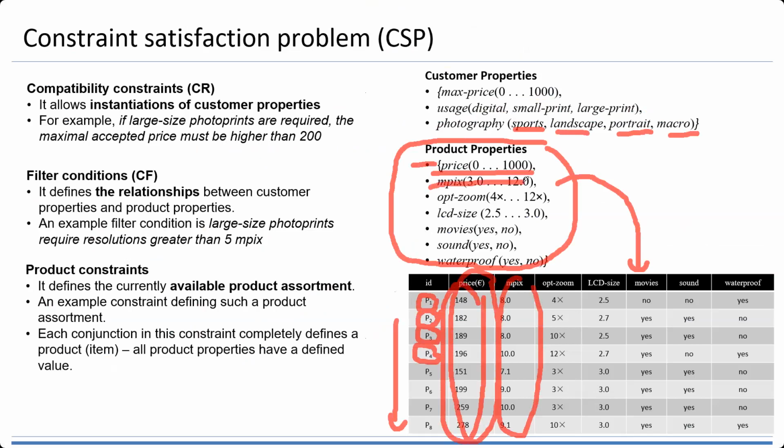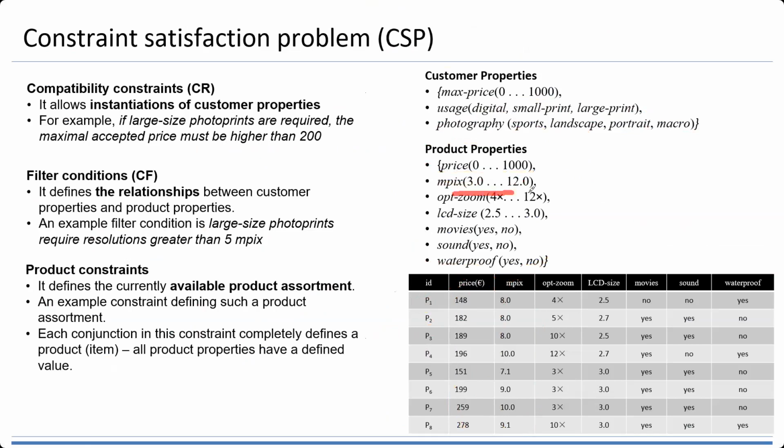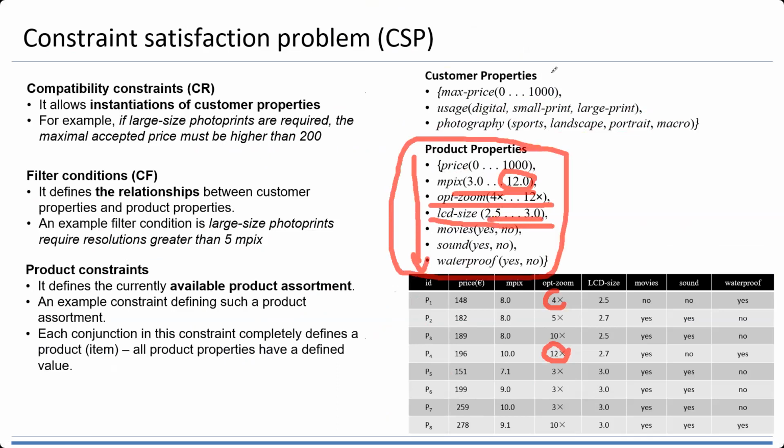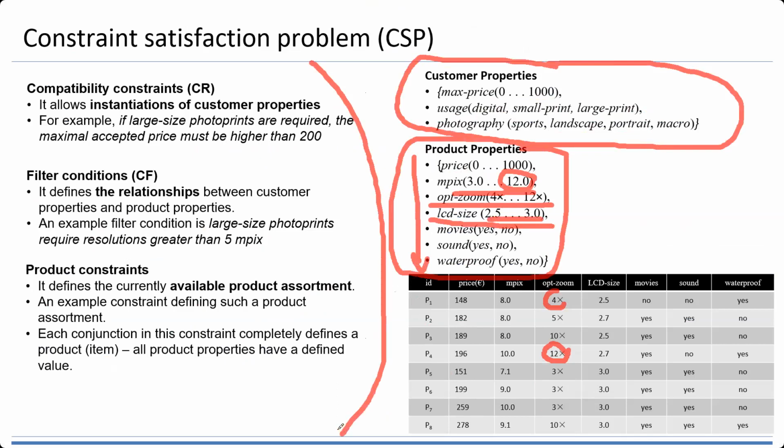And then MPix. We know that our store has cameras between 3 megapixel and 12 megapixel. The optical zoom is from 4 to 12. For the LCD size, the store provides 2.5 to 3, and so on. So we call these the product properties that we have in the store. When we prepare this and we have the customer properties, we can define the constraints.